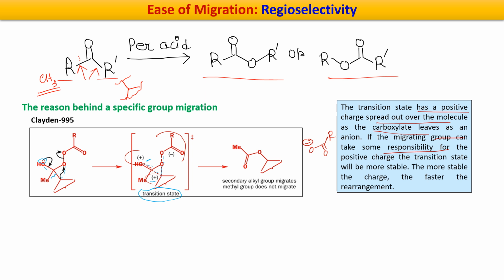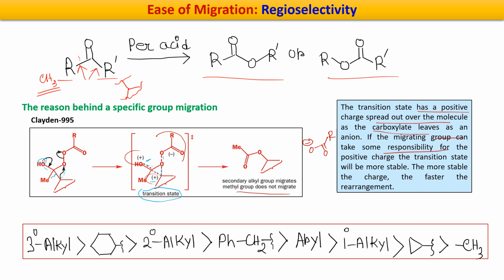So the more stable the charge is in this R, that is the migrating group, the faster the rearrangement, and that is why here the secondary alkyl group is migrating. Methyl group is not migrating, because we know this group is more able to stabilize this positive charge, right? So based on this logic, now you can see this is the order of migrating capability.